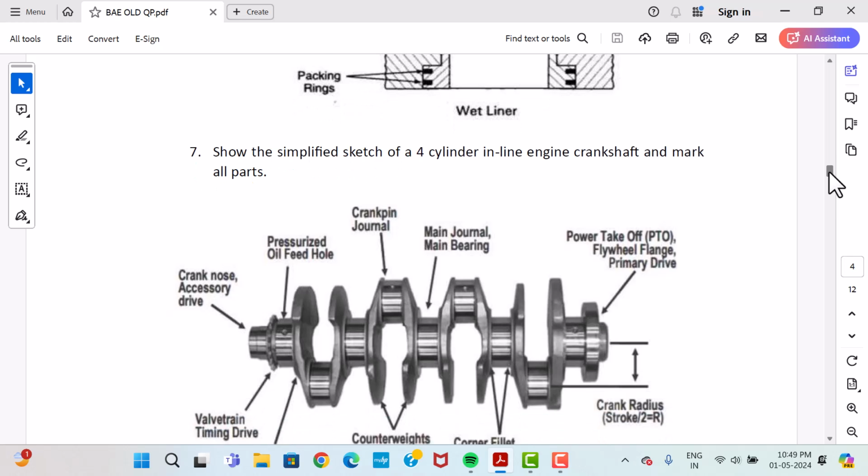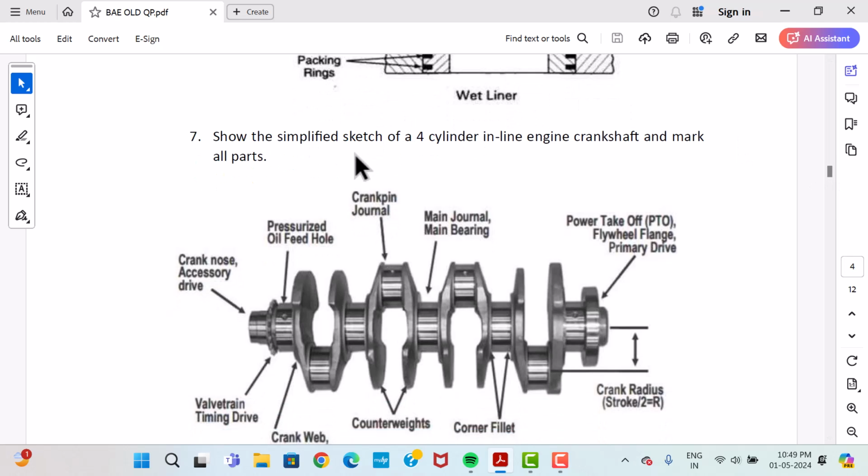You can move to the next question, the seventh question. Show the simplified sketch of a four-cylinder inline engine crankshaft, and mark all the parts. This question about the crankshaft of the four-cylinder engine is very important. You have to mark all the parts of this crankshaft.